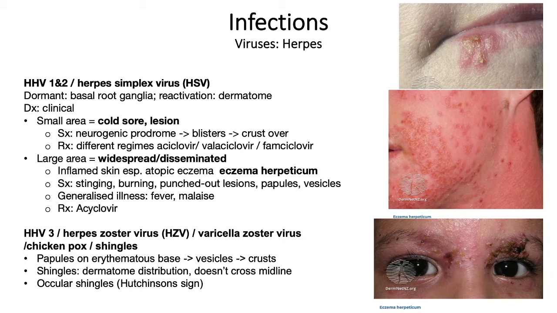And I mentioned in part 1 that there's something called the Hutchinson sign, which is where shingles appears on the tip or the side of the nose, and this can indicate that there may be ophthalmic involvement.